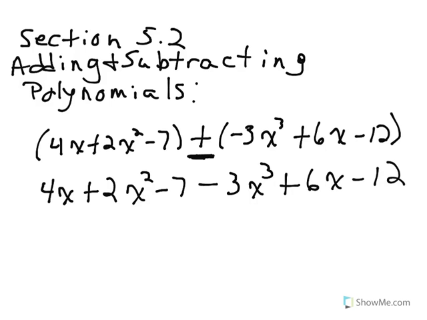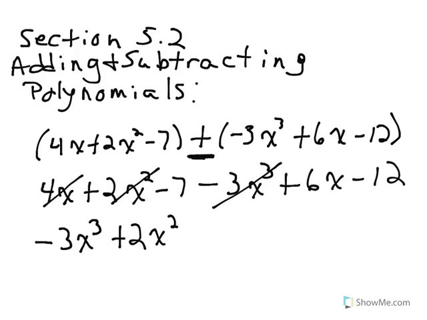Now combine like terms. We only have one term with an exponent of 3, so we list that first because remember we want to go in descending order. We only have one term with an exponent of 2, so that one comes next. Then we have a 4x plus 6x, which together gives us 10x. And a negative 7 minus 12 gives us negative 19.